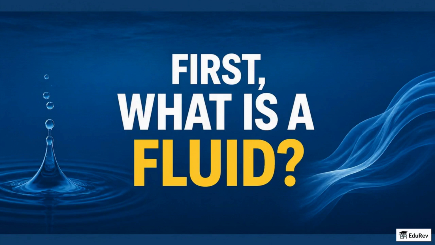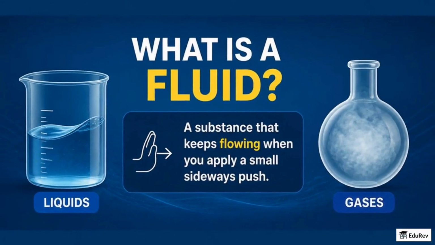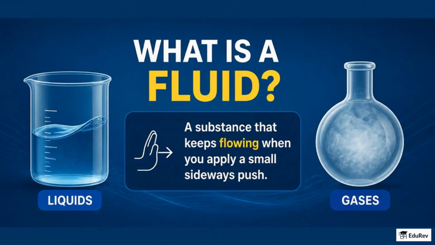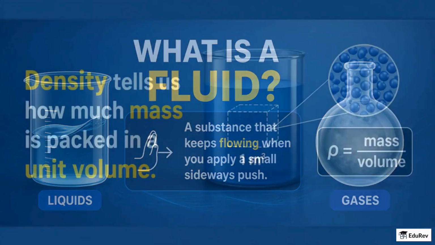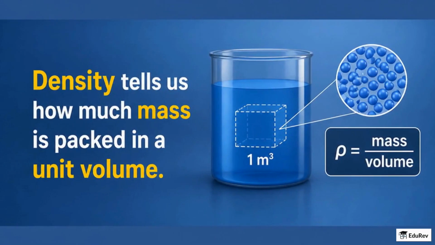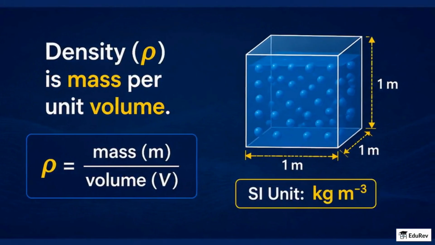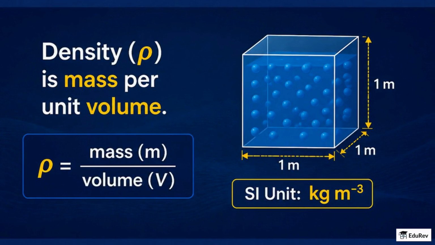First, what is a fluid? A fluid is any substance that keeps flowing when you apply a small sideways push. So it includes liquids and gases. Now, density tells us how much mass is packed in a unit volume. If we call density rho, it means mass divided by volume, and its SI unit is kilogram per meter cube.